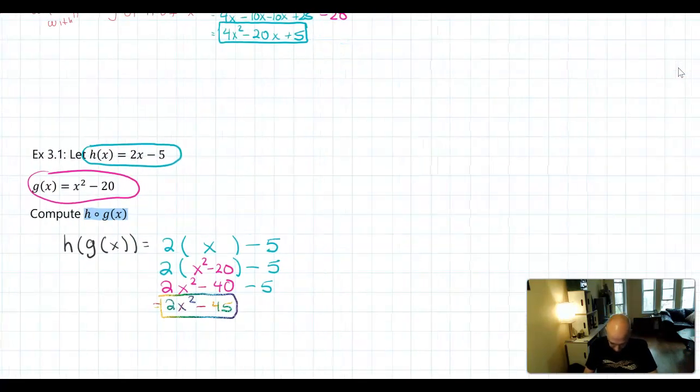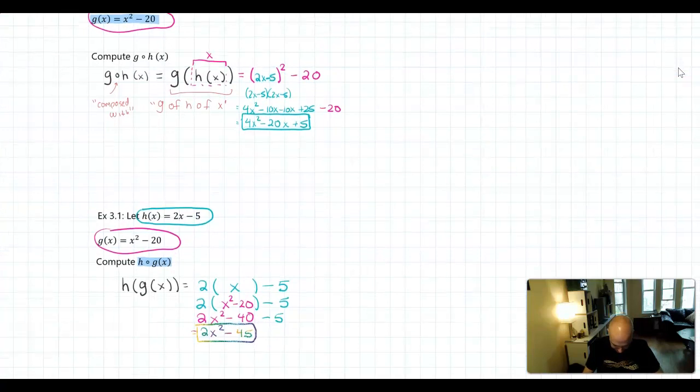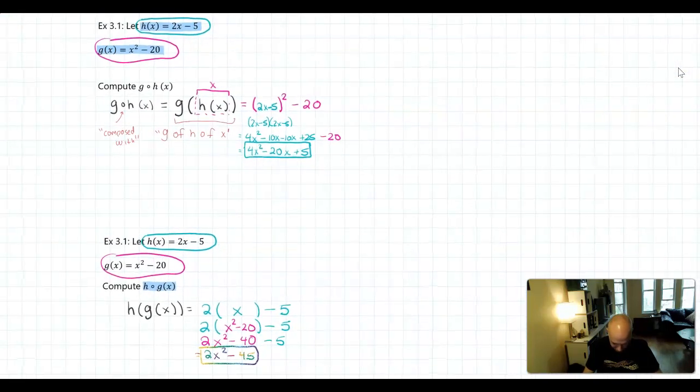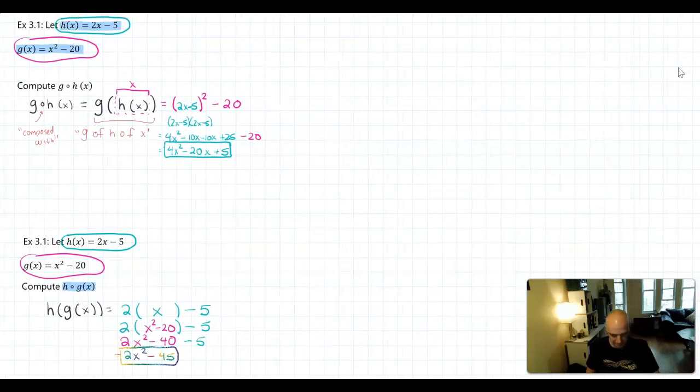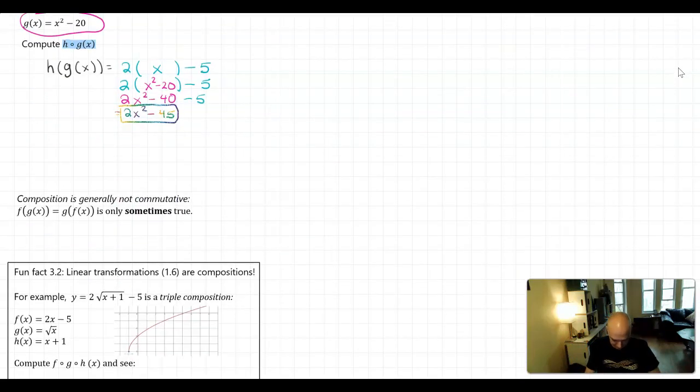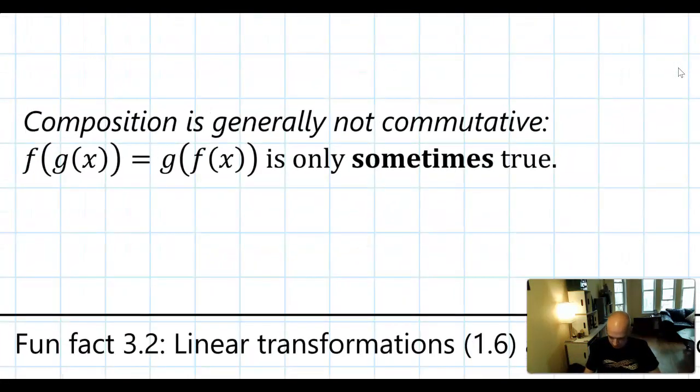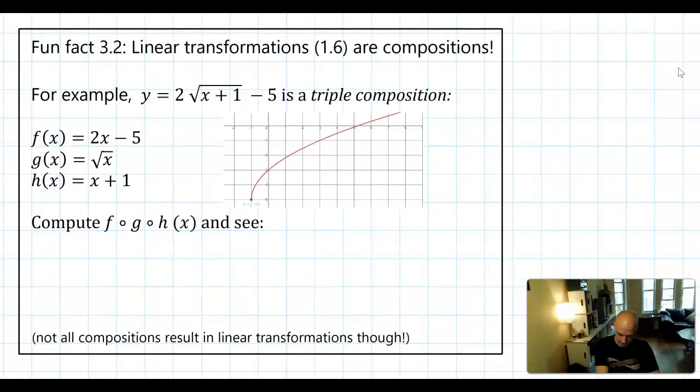And one thing you should hopefully notice right away is that g composed with h and h composed with g don't necessarily give you the same result. This is not an operation that's commutative necessarily. You just have to compute it separately each time. I wrote that here. Composition is generally not commutative. F of g of x and g of f of x, sometimes you will get the same result, but only sometimes.